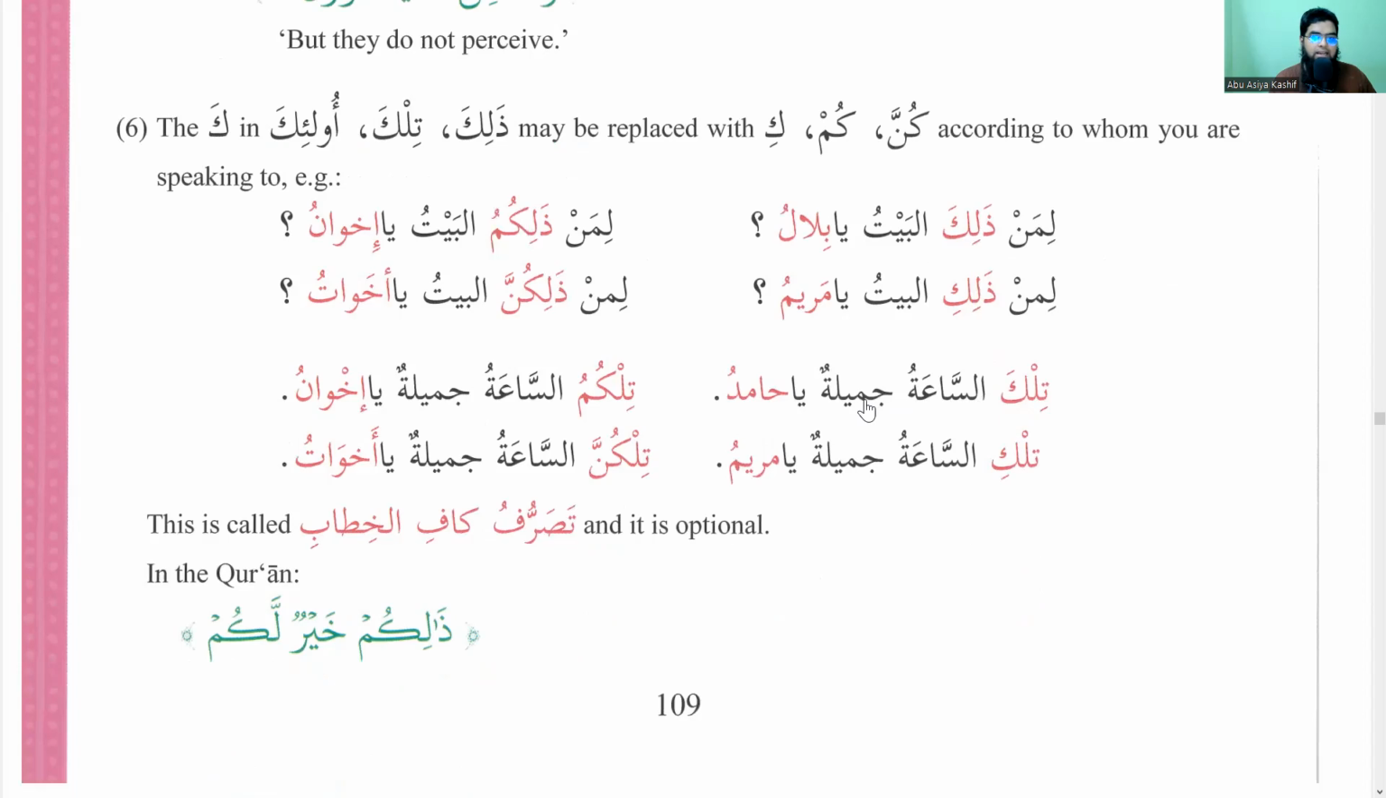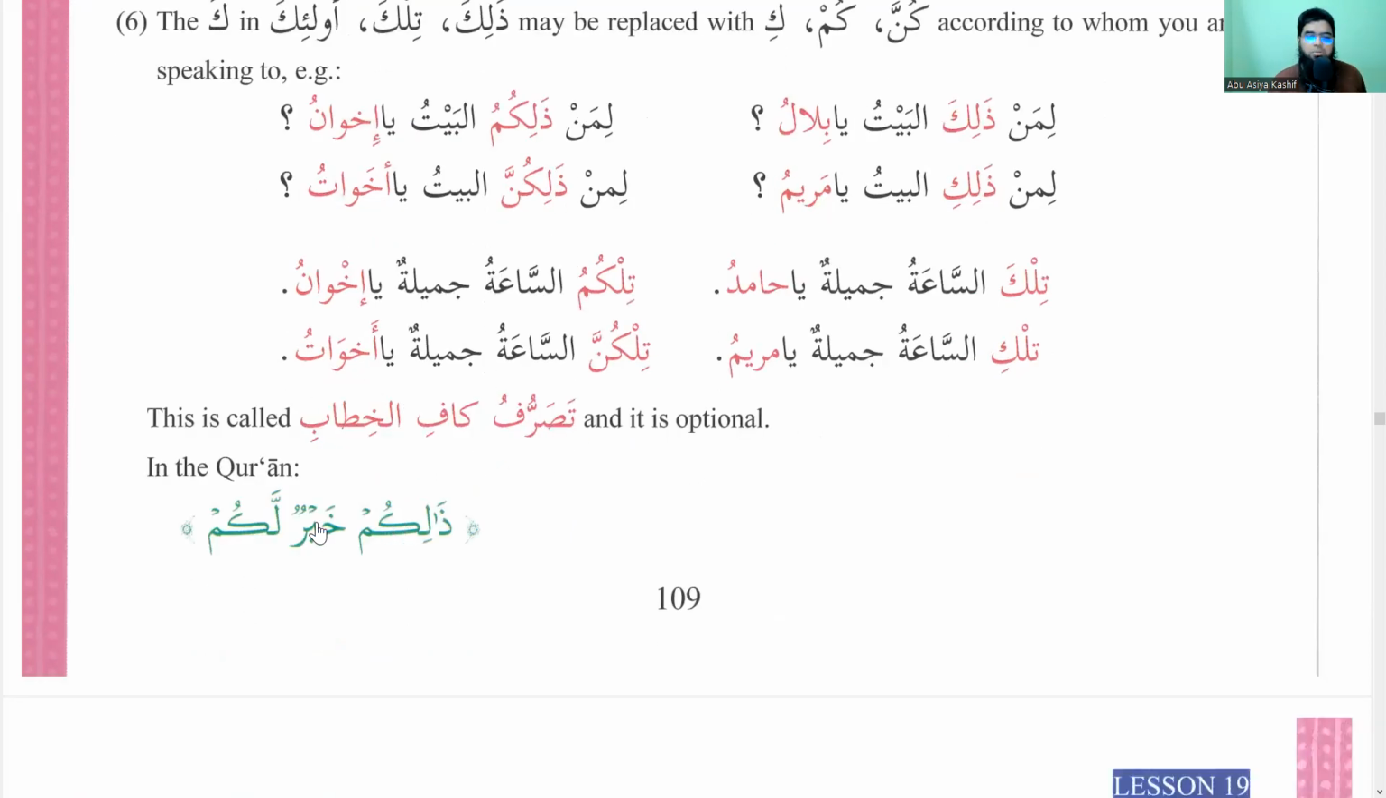Similarly, تلك الساعة جميلة يا حامد. That watch. Similarly, you can use تلكم الساعة, that watch is beautiful, oh brothers. Similarly, tilka could change to tilki: تلكِ الساعة جميلة يا مريم. تلكن الساعة جميلة. Now this is called تصرف كاف الخطاب. That kaf is called kaf al-khitab. When you're speaking, you can change accordingly, and it is optional.